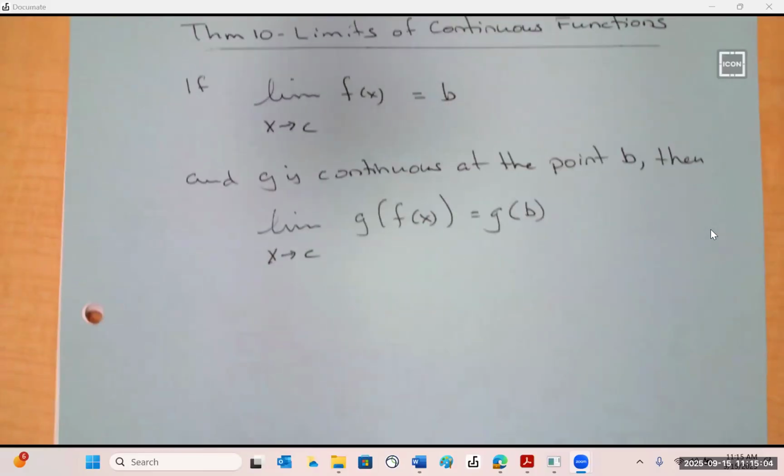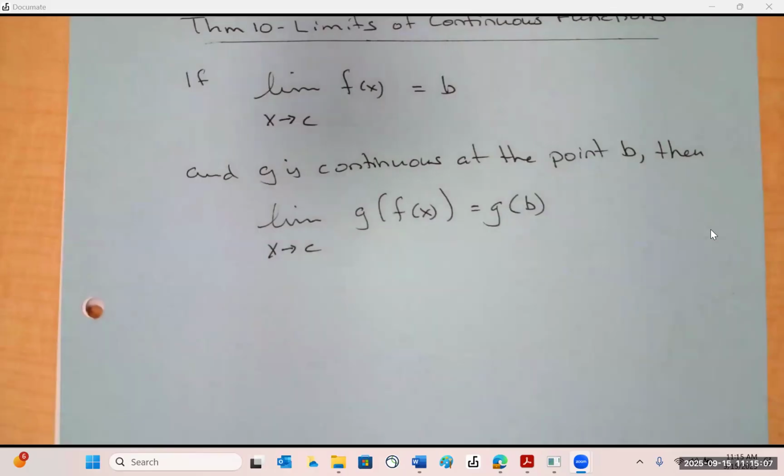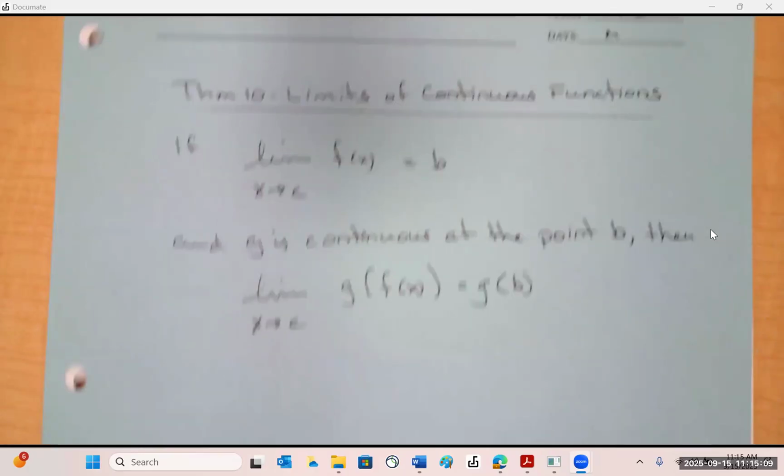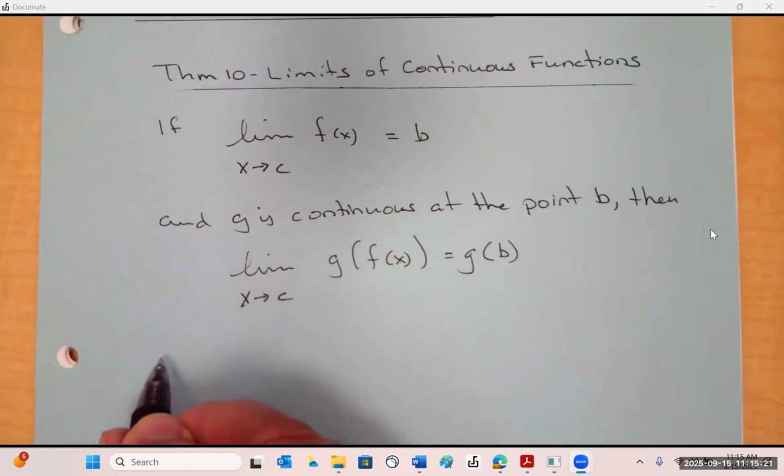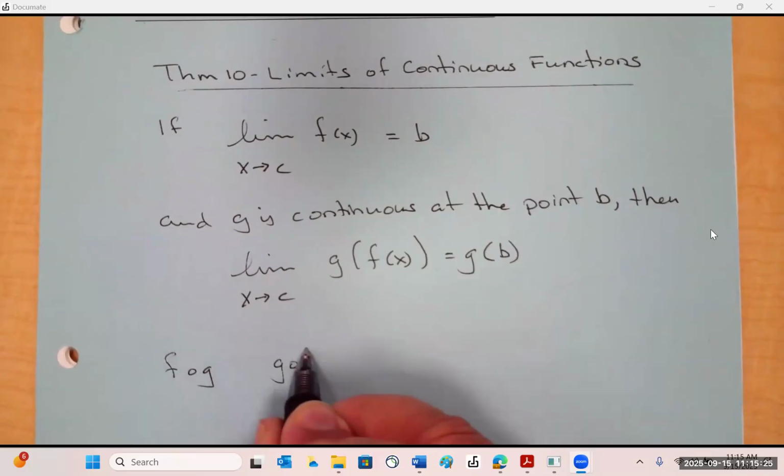We're going to continue where we left off. Chapter 5, we left off at Theorem 10. Limits of continuous functions. Remember, if a function is continuous, then we can take composite functions. Remember what composite functions were? Those are the f of g's and the g of f functions.